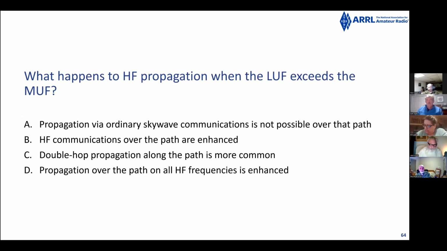What happens to HF propagation when the LUF exceeds the MUF, when the LUF is higher than the MUF? A, propagation via ordinary skywave communications is not possible over that path. B, HF communication over the path are enhanced. C, double hop propagation is more common along the path. Or D, propagation over the path on all HF frequencies is enhanced. A. Yep, when the lowest is higher than the maximum, you can't get there from here.